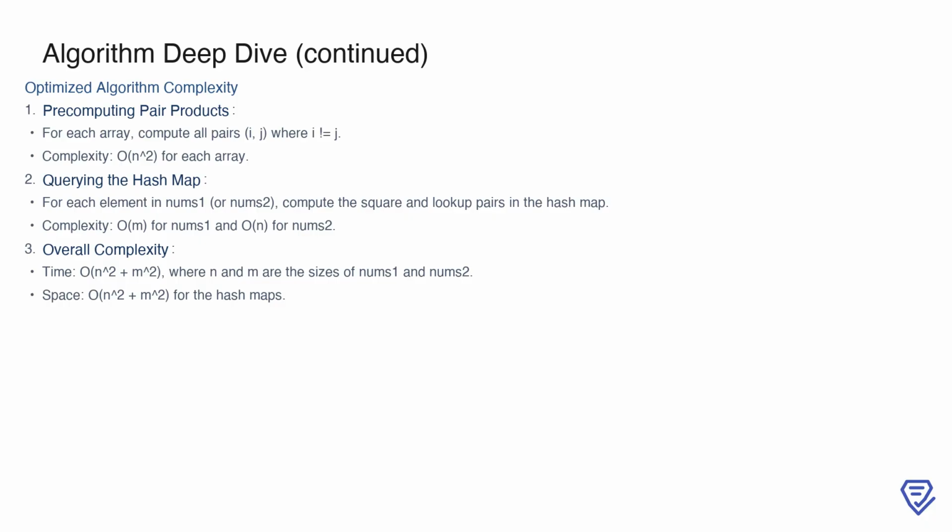Querying the hash map for each square involves iterating through the elements of nums1 and nums2, which is m and n, respectively. Combining these steps, the overall time complexity is n squared plus m squared. The space complexity is also n squared plus m squared, as we need to store the pre-computed products in the hash maps. This balance between pre-computation and efficient querying ensures the algorithm is optimized for this problem.